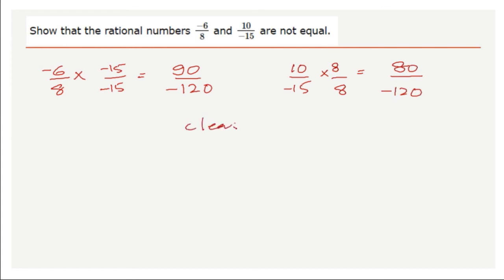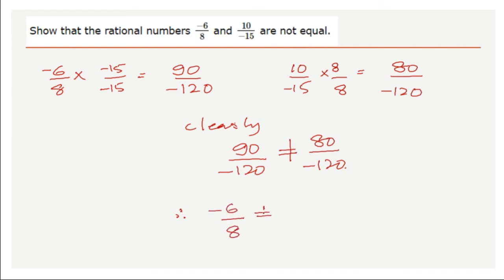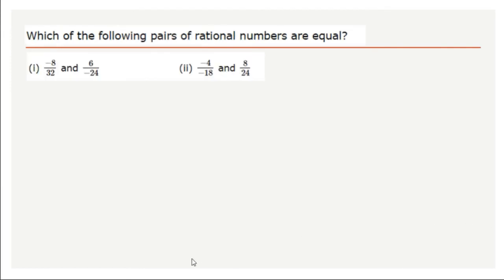Clearly, 90 upon minus 120 is not the same as 80 upon minus 120. They are not the same. Therefore, minus 6 by 8 is not the same as 10 by minus 15. So two methods you have learned. Let's answer this question in a third method.